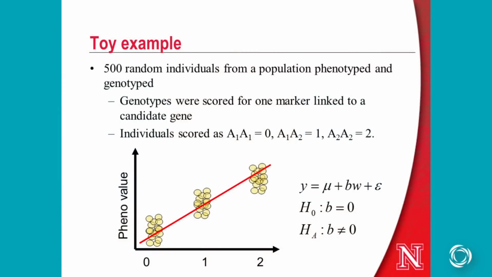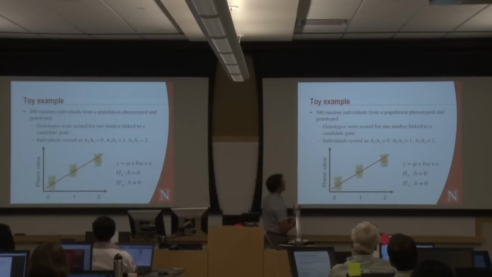Okay, so to motivate the model that we're going to develop, let's start with a real simple toy example. Let's say we have 500 random individuals from a population, and this population is phenotyped and genotyped. And we're scoring these alleles like a classical quantitative geneticist as A1 and A2. And let's say we're going to genotype things ourselves in the lab, and we're going to do one marker just to save time and costs.